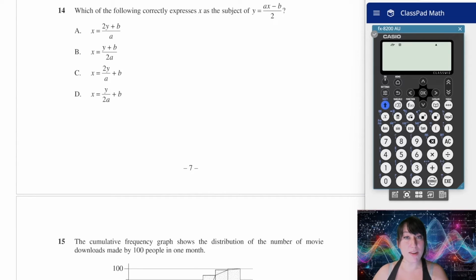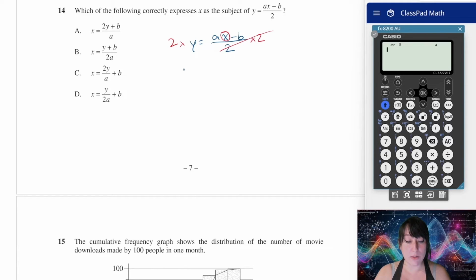Now the next question is about changing the subject of a formula. We want to change the subject to x. So I'm going to rewrite this formula. We are solving for x, and we have a times x minus b, divided by 2, and that equals y. The first thing to do to make x the subject is to multiply both sides of this equation by 2, as that will cancel out the dividing by 2.